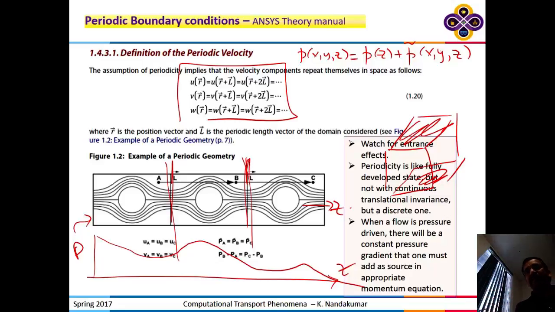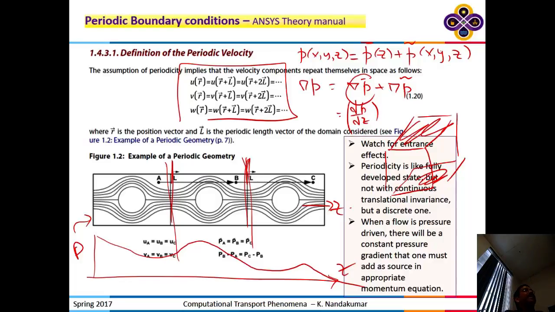But when I do that, what I'm saying is, if I take the gradient of that, I guess I should use three different symbols. Gradient of P is gradient of P bar plus gradient of P tilde. Now this gradient of P bar is only a function of z, right? So that is going to give me only dP/dz.